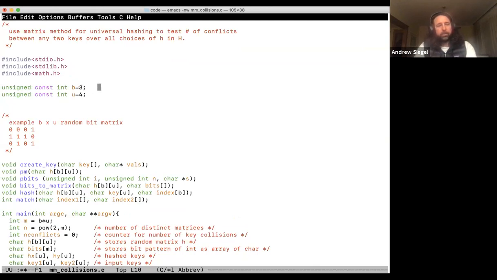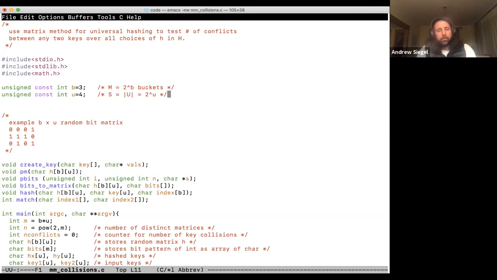So M equals 2 to the B buckets, right? And recall that the size of the universe, we tend to call U, equals 2 to the U, okay? So in this particular example, although we can do any size we want, we have 16 possible keys in the universe, numbers 0 to 15, and we have 8 buckets in our underlying hash table.